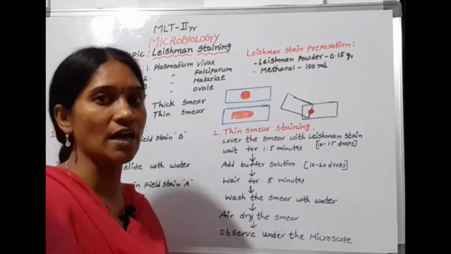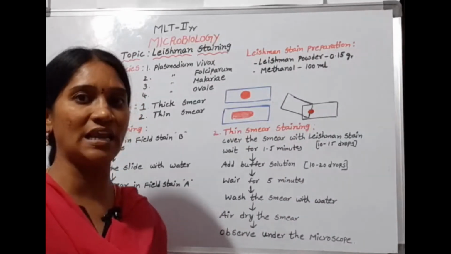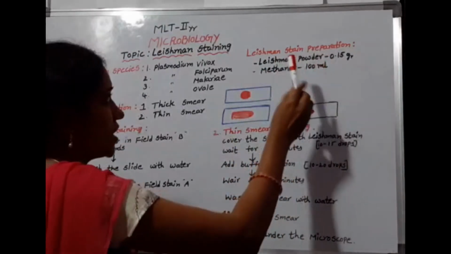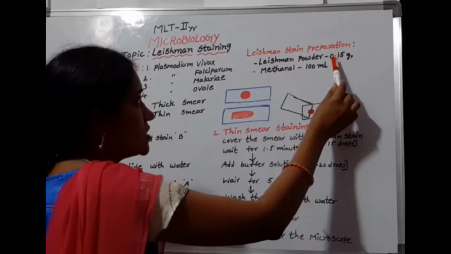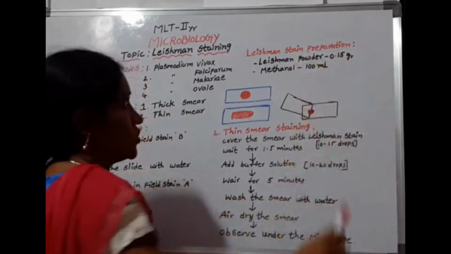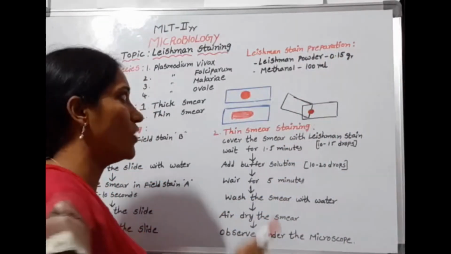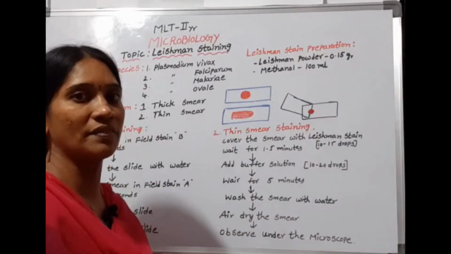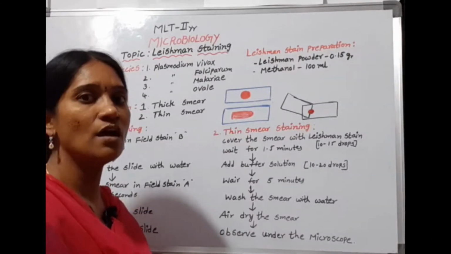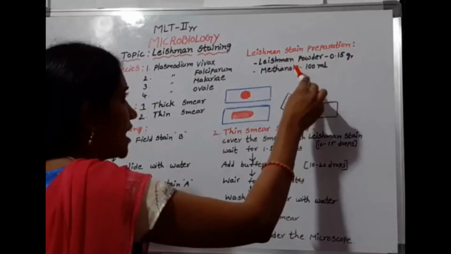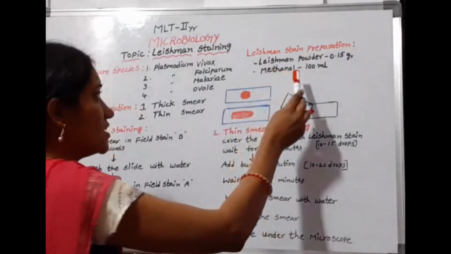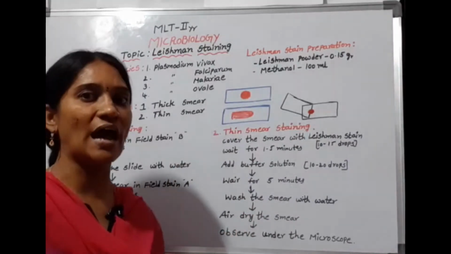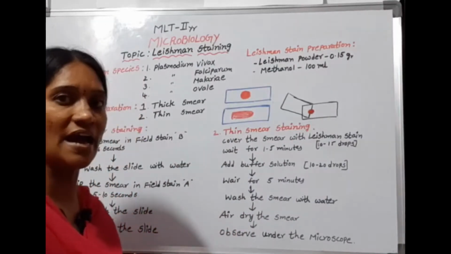Leishman staining is the important staining method for malarial parasite. For the Leishman stain preparation, we use 0.15 grams of Leishman powder mixed in 100 ml methanol. This is the Leishman stain preparation. These staining methods are very useful for identification of the malarial parasite.